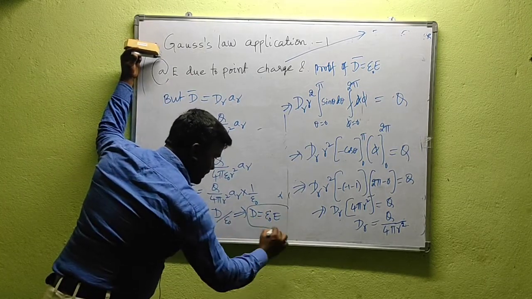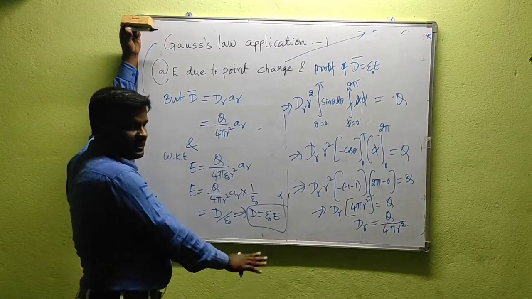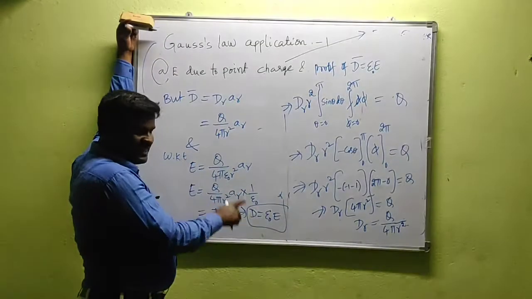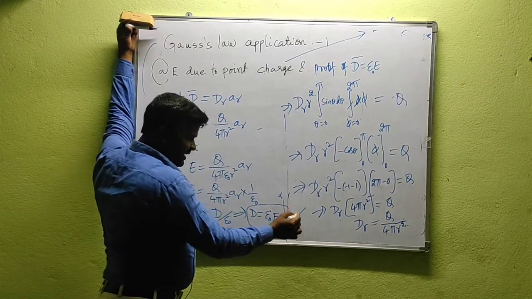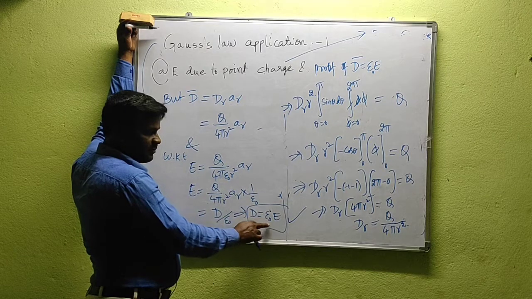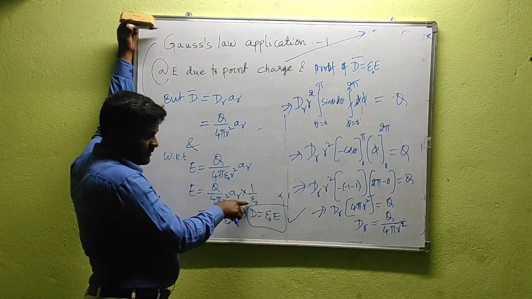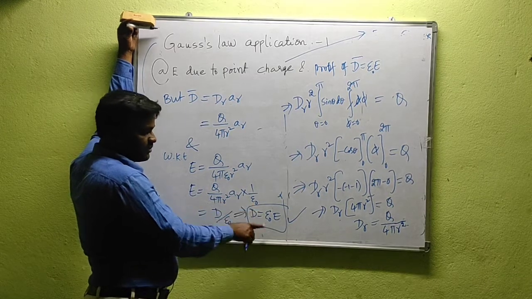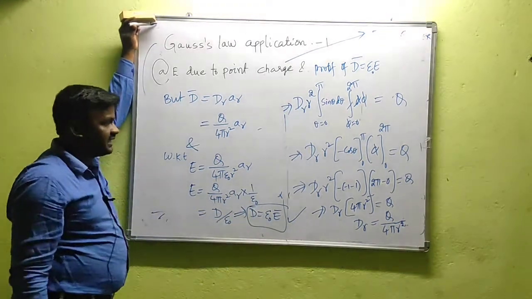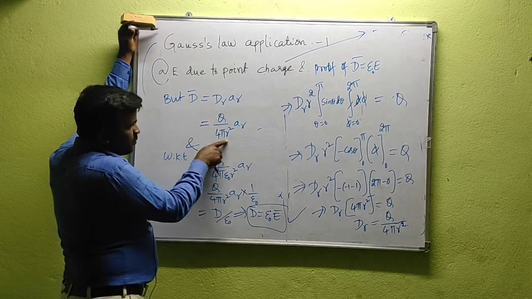This is the proof of the relationship between D and E, or the proof of D equals epsilon naught into E. Clear? That means by using Gauss law we can derive the relationship between D and E. That relation is D equals epsilon naught into E. If I take free space, epsilon becomes epsilon naught. Otherwise, for a given medium, instead of epsilon naught we can take epsilon only. So then we will get D equals epsilon into E. This is the relationship between D and E by using Gauss law. And also here D is Q by 4 pi r square AR.